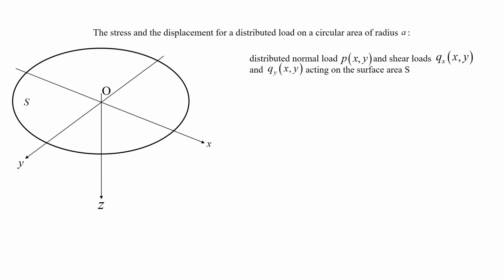So, that was for the point load, but now we will consider a distributed load, and the distributed load is over a circle. So, this is the surface S on which there is a circular area of radius a, let us say. So, let us say this is the radius a. On this surface some load has been applied.